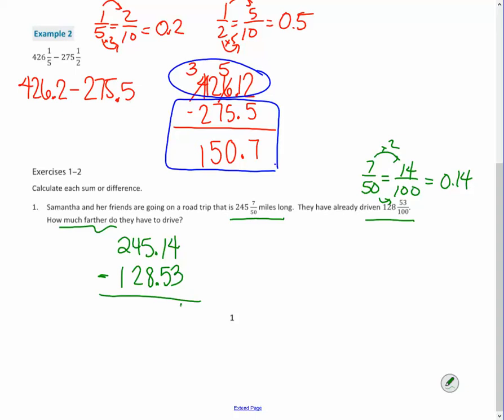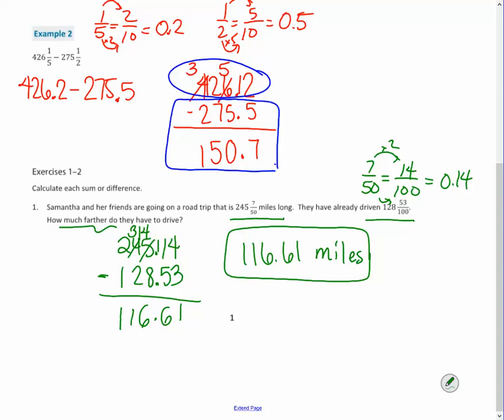So 4 minus 3 is 1. 1 minus 5 can't happen. We've got to go next door, make that 4. Turn that into 11. 11 minus 5 is 6. 4 minus 8 can't happen. Change this to a 3. 14 minus 8 is 6. 3 minus 2 is 1. And 2 minus 1 is 1. All right, so our answer is they have 116 and 61 hundredths miles left to drive.